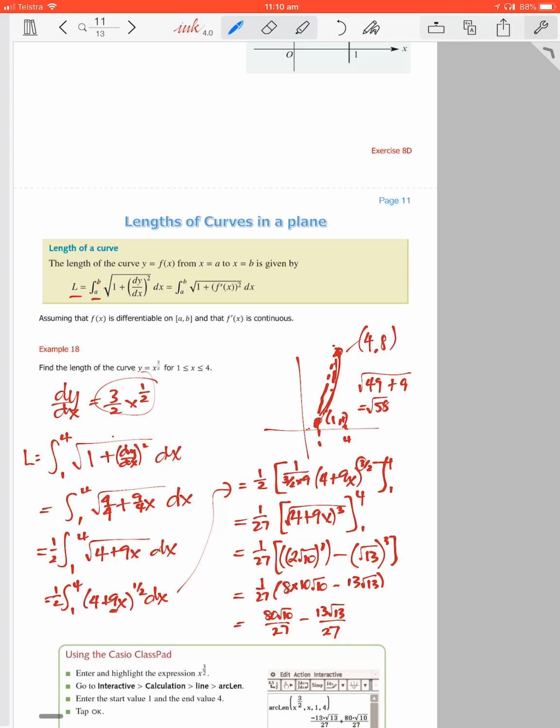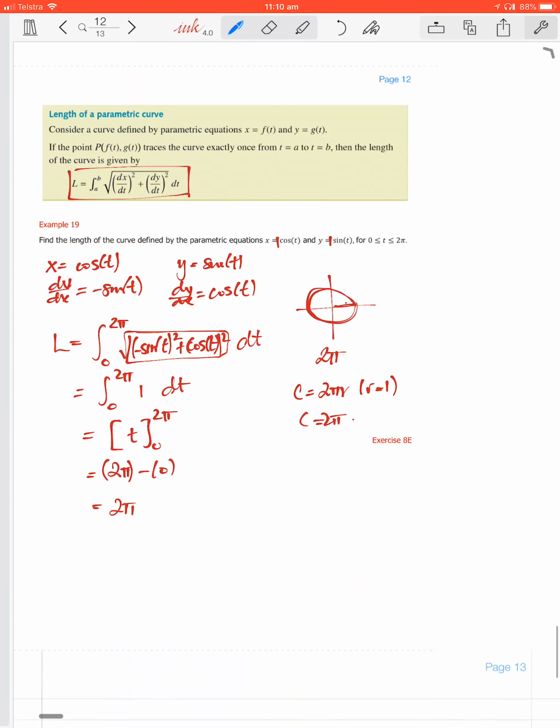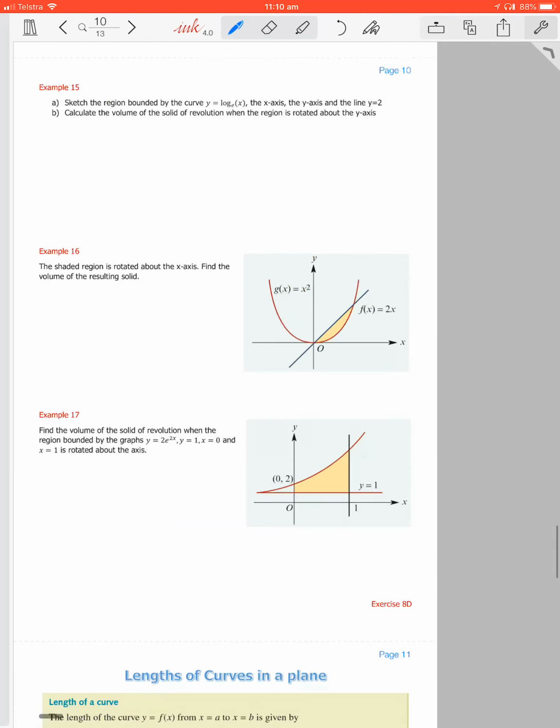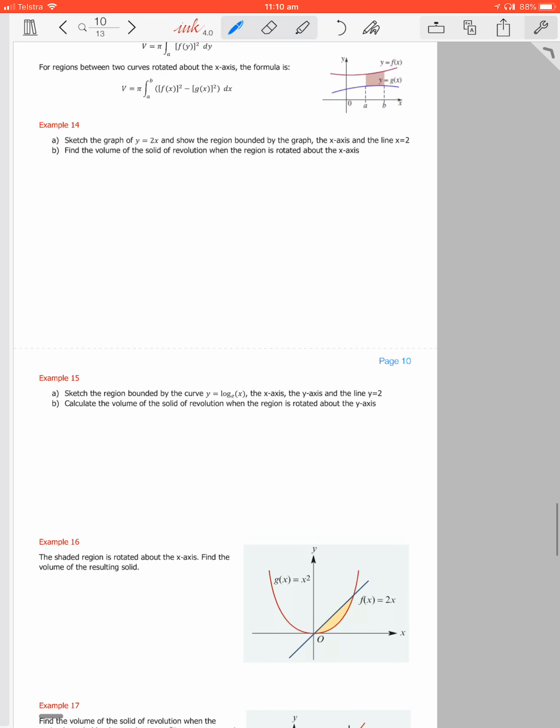So, where are we? Yeah, try and finish off that last exercise, 8E, and soon we'll start on chapter 9. We're getting there.